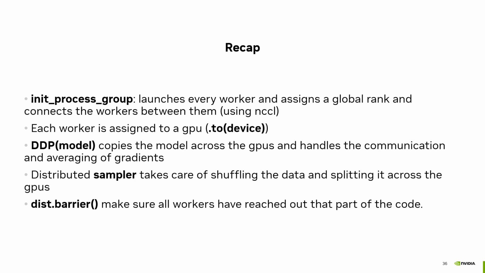We can use the distributed sampler to shuffle and split the data across all the GPUs. And finally, barriers are going to be very useful for us whenever we want all the processes to be synced and stop at some point, making sure that they do not continue until all the processes reach a certain point in the code. This was, for example, relevant when downloading data.